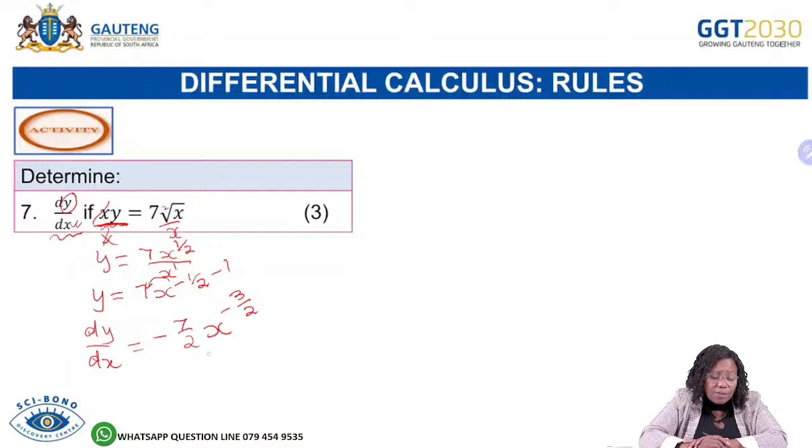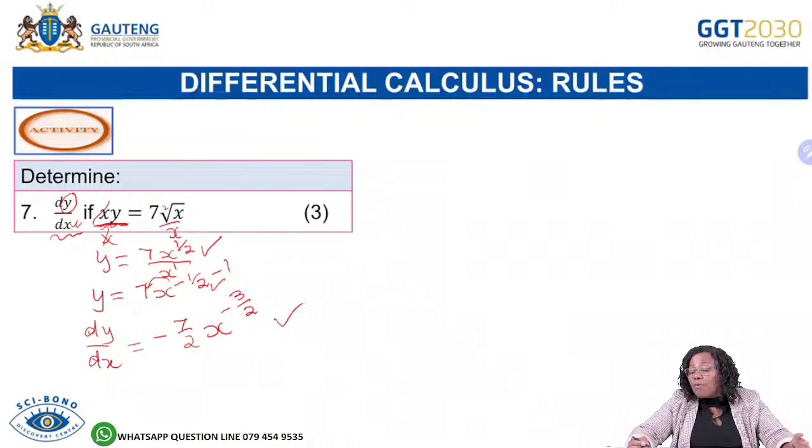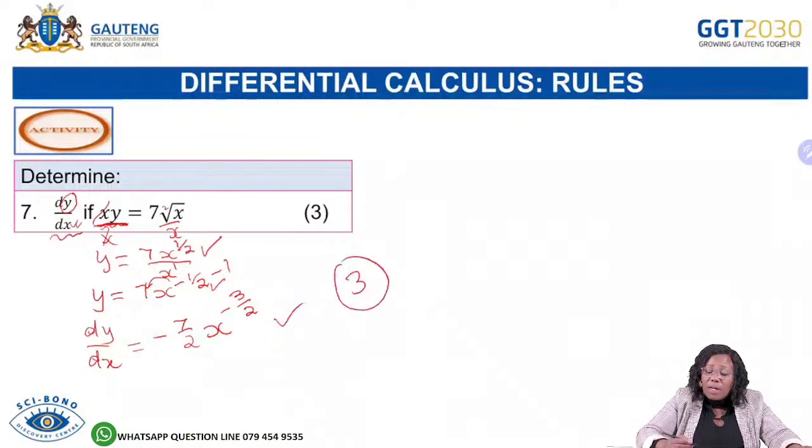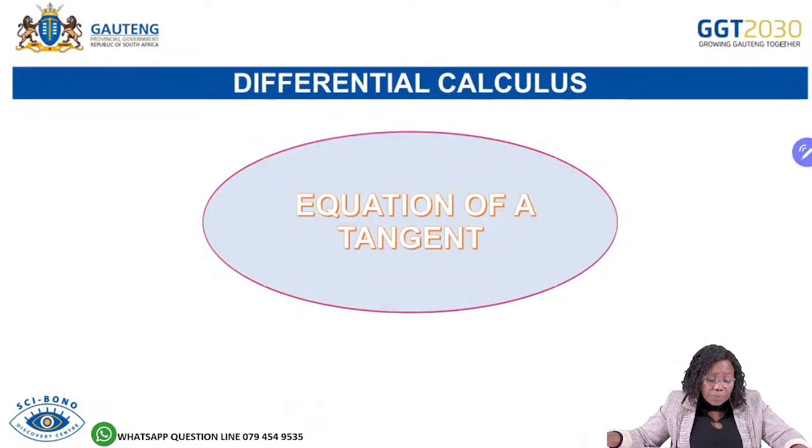Your first mark is for writing this equation with y equals to, for dividing by x both sides. Number 2, for writing the square root of x as x to the power half. That is your second mark. The last mark will be for the correct derivative there. Therefore, this problem is worth 3 marks, grade 12.